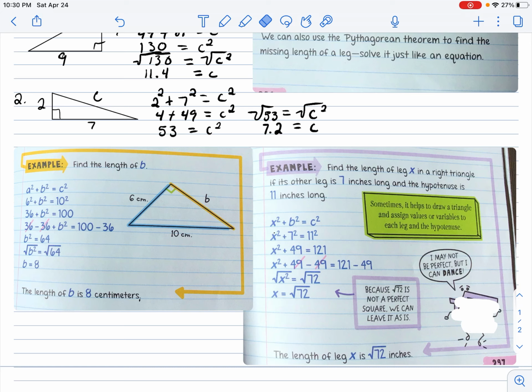Okay, when we take the square root of b squared, that's just going to give us b. And then the square root of 64 gives us 8. Therefore, b equals 8. So we used it to find the missing side that was not the hypotenuse. So you just rework the equation.